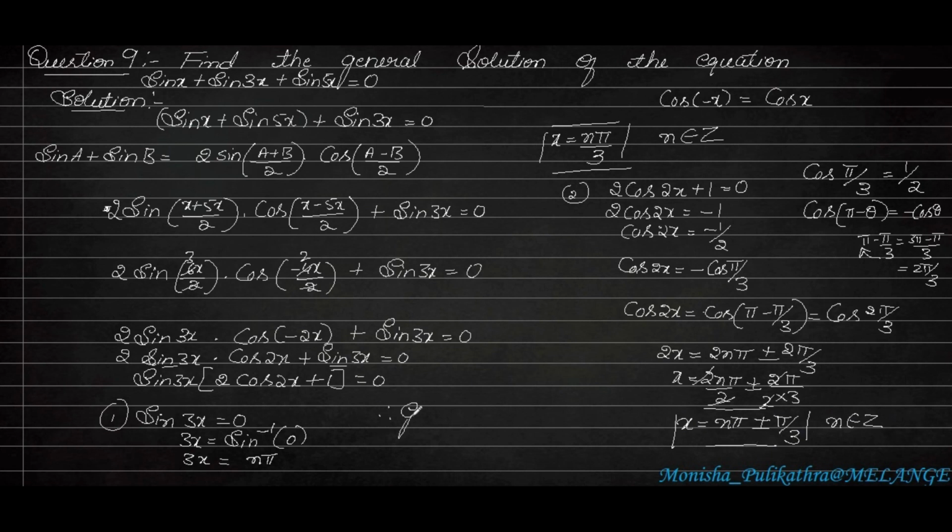Therefore, the general solution I will be writing here. General solution is first one, x is equal to n pi by 3, and next is x is equal to n pi plus or minus pi by 3. So this is the general solution for this equation. I hope you understood this. So by this 9th question, your chapter trigonometric functions completes.